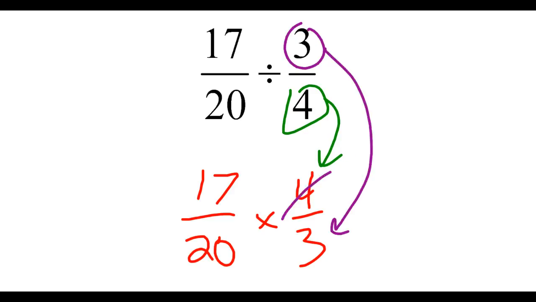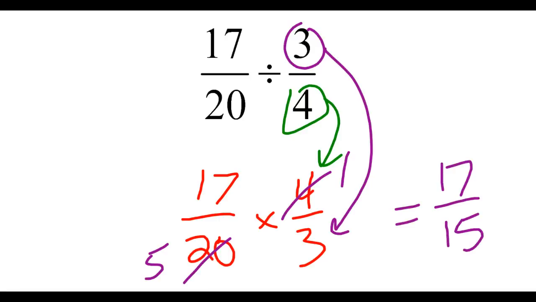In this case, we can simplify the 4 and the 20 to 1 and 5 by dividing by 4. That becomes 17/15, 17 times 1 and 5 times 3. So what this answer, 17/15, is saying is that in order to create 17/20 out of groups of 3/4, it takes 17/15 of that group. Or just generally, 17/20 divided by 3/4 is the same as 17/15.